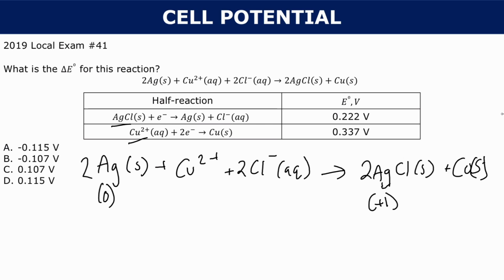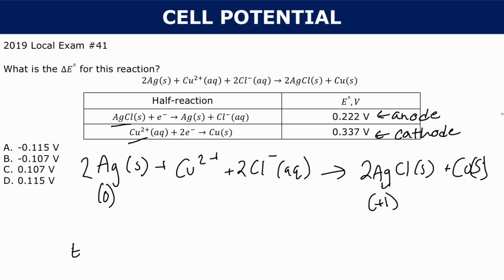And you see that the silver has gained charge. So what's happened is that the silver has become oxidized. And does the anode or the cathode do oxidation? Well, remember, the anode does oxidation. And so this is the anode. So by default, this is the cathode.